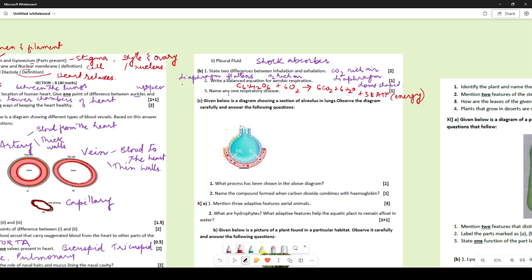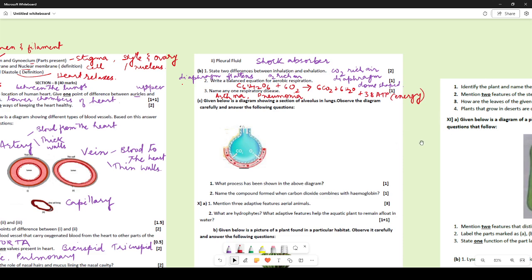Name any one respiratory disease. There are many: pneumonia, asthma, bronchitis. You can write any of them. Pneumonia. So I am messing up in my N and M. This is pneumonia. Asthma, bronchitis, anything.